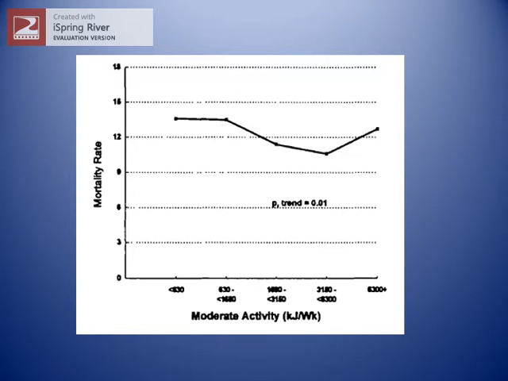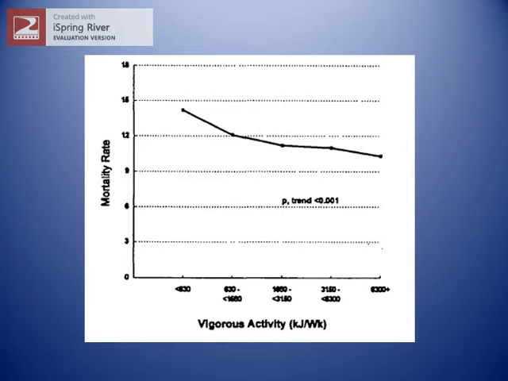And then this is incorporating intensity into that. So how much moderate activity do you get? And this is in kilojoules per week, so there's formulas to estimate that. And again, essentially doing more physical activity or more moderate activity was associated with a lower mortality rate. Then they also looked at vigorous activity, and you see very nicely this kind of stair-step trend. More vigorous activity per week was associated with a lower mortality rate.